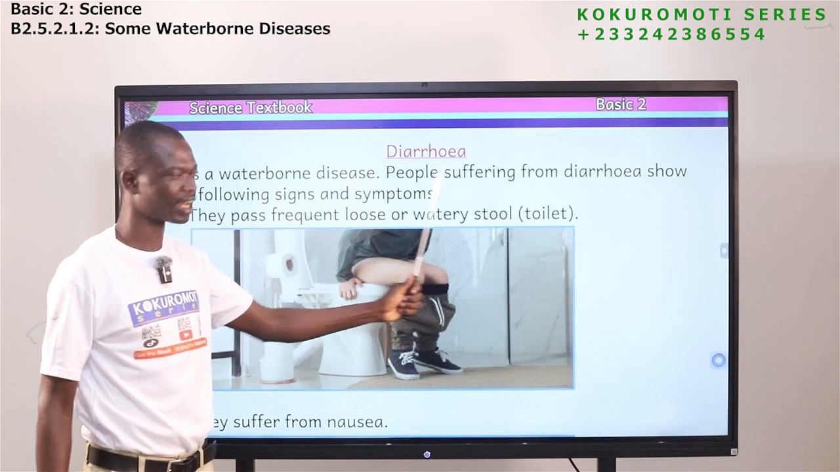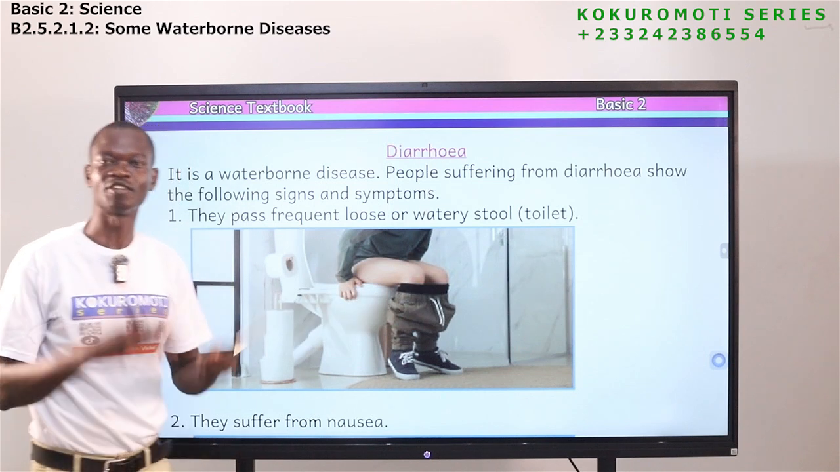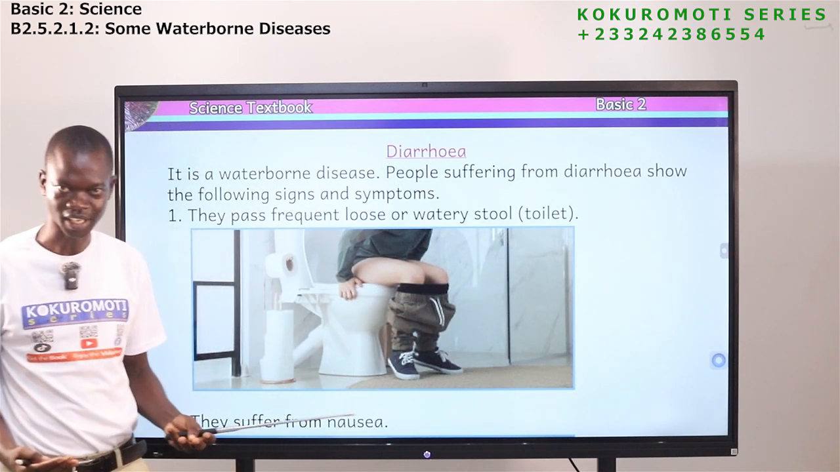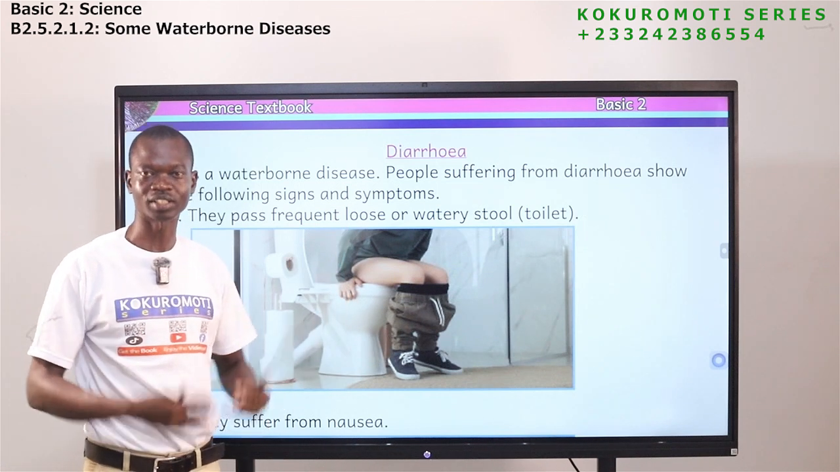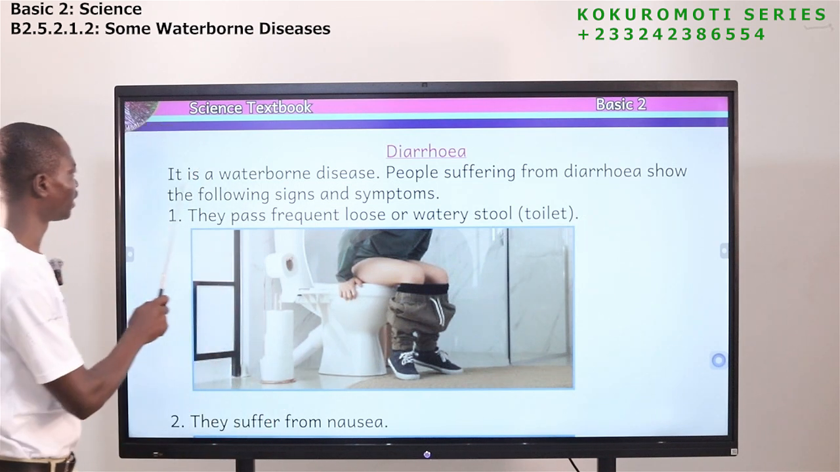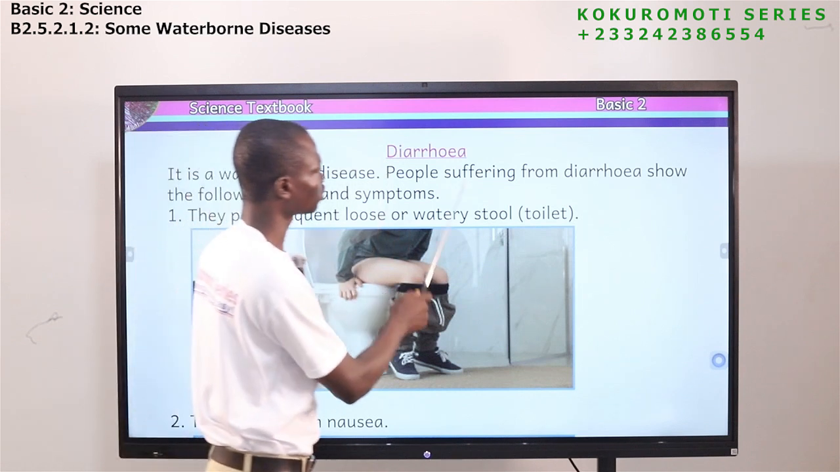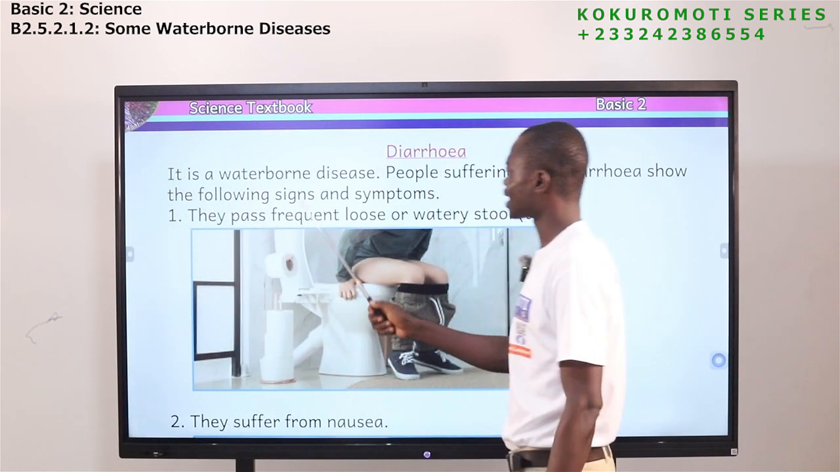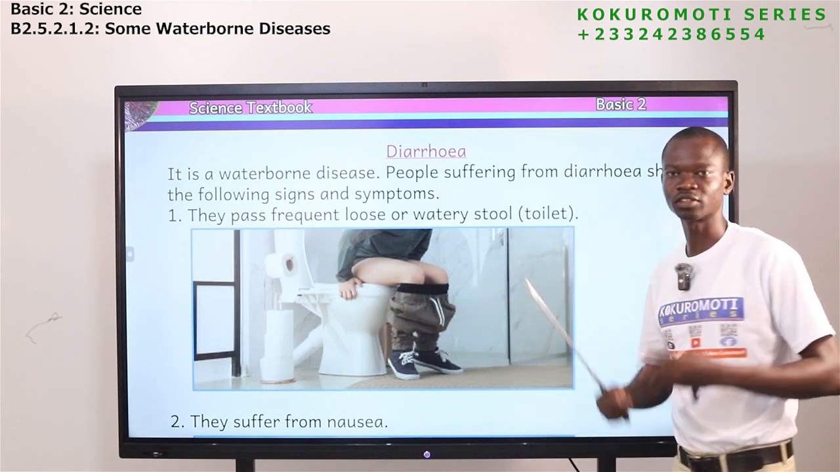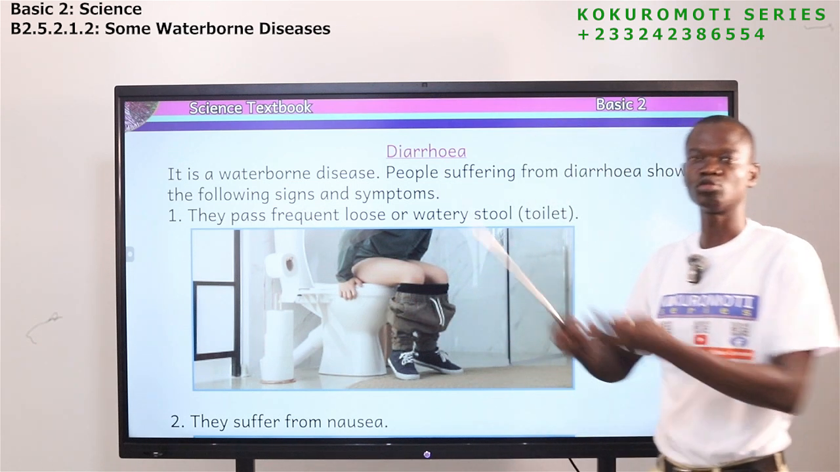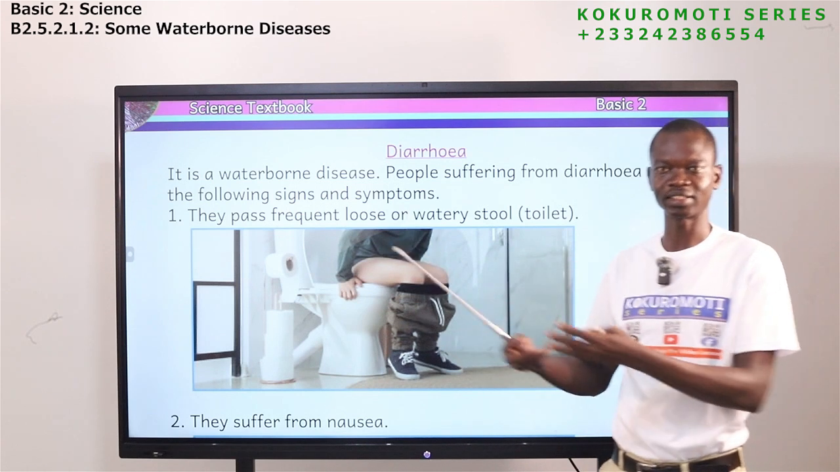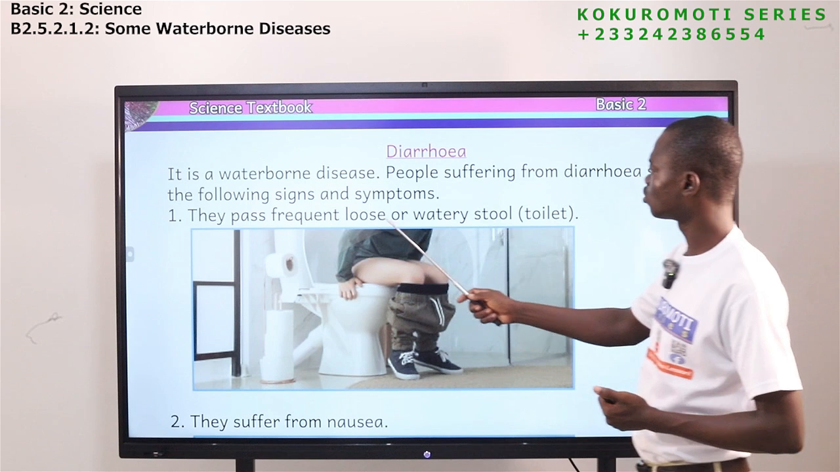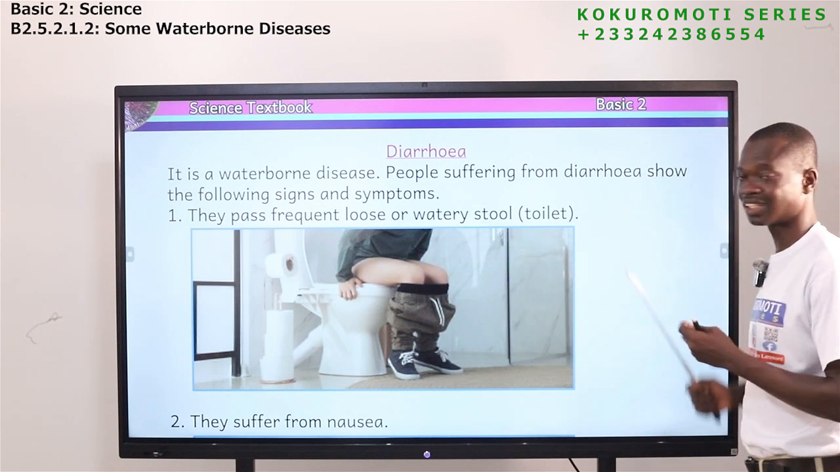All of you, diarrhea. Again, diarrhea. The first one, we look at what? Cholera. We are looking at the second one, which is what? Diarrhea. Now, it is a waterborne disease. People suffering from diarrhea show the following signs and symptoms. So diarrhea too, if you are suffering from diarrhea, there are some things that you do to indicate or to show that yes, you are suffering from what? Diarrhea. The first one, they pass frequent loose or watery stool, just like cholera.